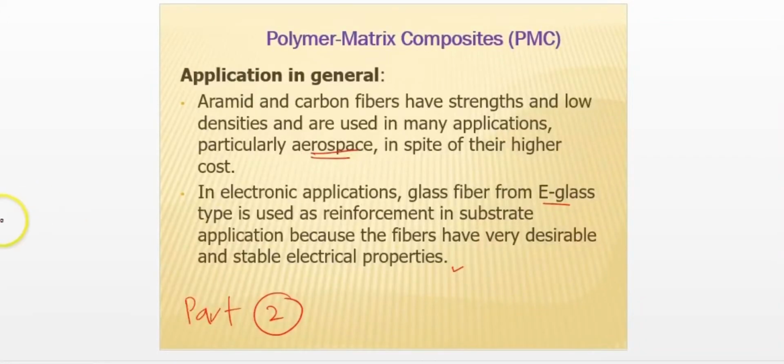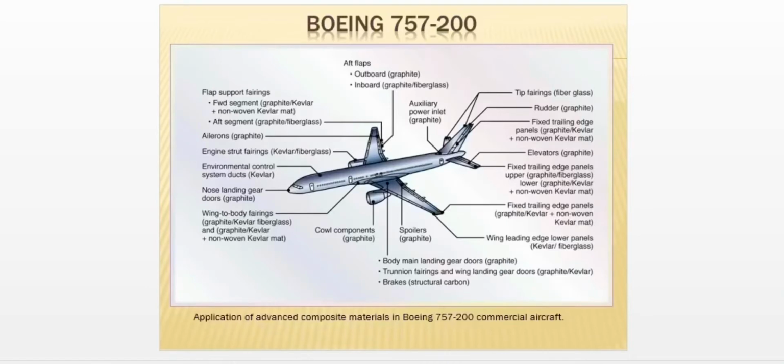So we are into part 2 from chapter 4.4 here. This is just a continuation from part 1. Basically, it is general knowledge. If you look at this figure, which is the application of advanced composite materials on Boeing 757 commercial aircraft, I do not intend to go through the details of every part. You may read it on your own, but I just want to highlight that we have many applications of composite materials being used.